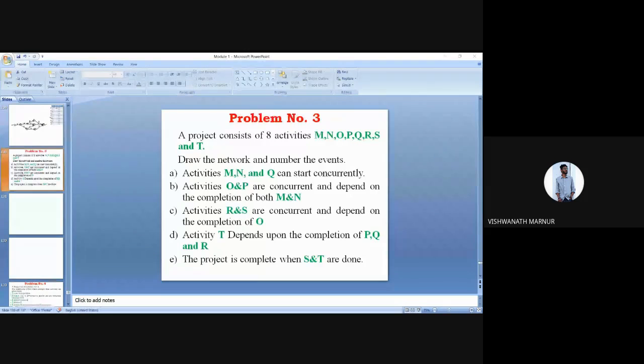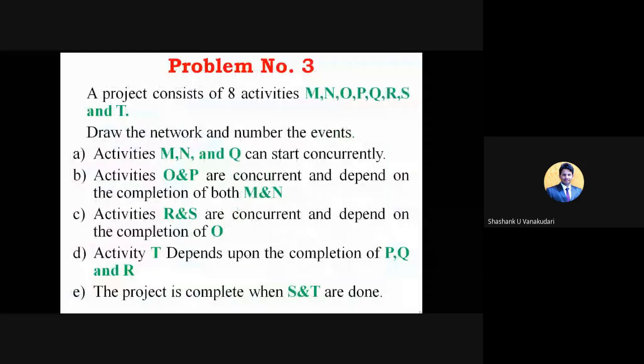Yes, sir. Okay. So this is the next problem which we are going to solve now. Read the conditions carefully. Here in this particular project, it consists of 8 activities that start from M to T: M, N, O, P, Q, R, S, and T. Based upon these activities, we need to draw the network diagram, right?